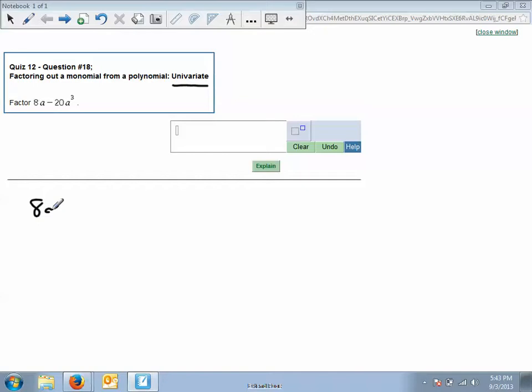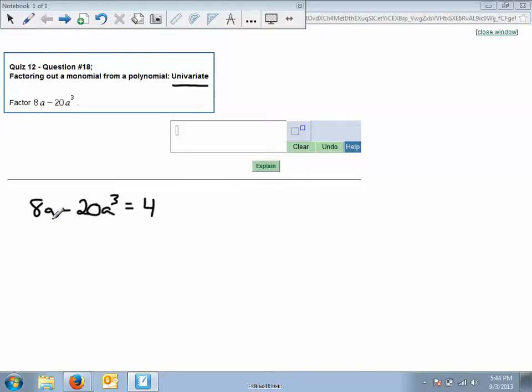So we have 8a minus 20a to the third. And we want to factor out something from both of these terms. So we need to look at 8a, and we need to look at negative 20a to the third, and we need to look to see what we can factor out. So something that we can divide both of those terms by. So in looking at the numbers, we have 8 and 20. The biggest number that we can factor out of both of these, or the GCF, would be 4. So we can take a 4 out of both of those.